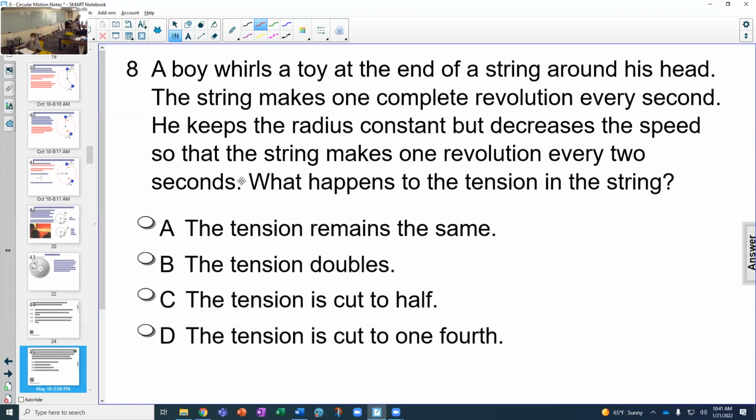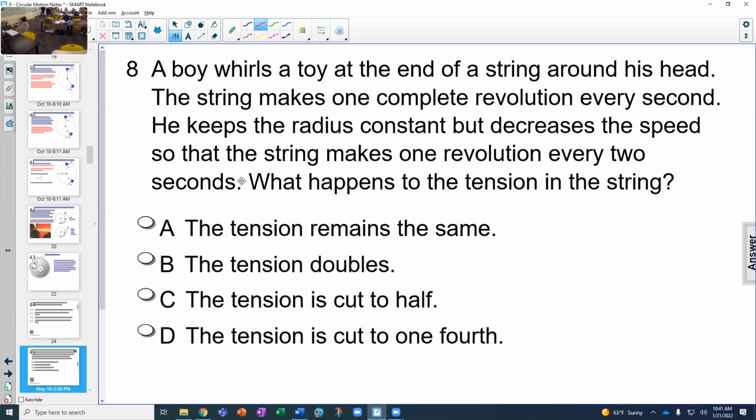This is a proportional reasoning one, so let's look at the equations over here. Here's one of them. Velocity is circumference times frequency. Well, what just happened to the frequency? Half. What does that tell us about the velocity then? That's half. Okay, because they're directly proportional. So this gets cut in half, that gets cut in half. But the question doesn't ask about the velocity, it asks about the tension.